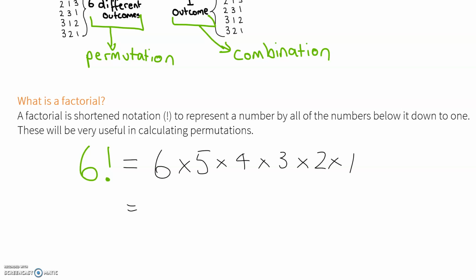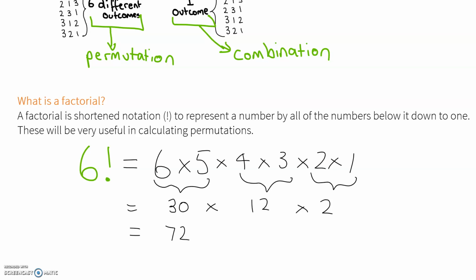To calculate something like this, it's really handy to group the numbers in logical ways and multiply them out instead of going 6 times 5 and then times 4 and then times 3 and then times 2. So here I would group 6 times 5 into 30. I would group 4 times 3 into 12, and I group 2 times 1 into 2, and then work that out. And so I get 720. I would actually go 12 times 2 to get 24 and then multiply it by 30, but that's just the way I work it out. You can also do it on your calculator for bigger numbers. You just need to find the button that has the exclamation mark.